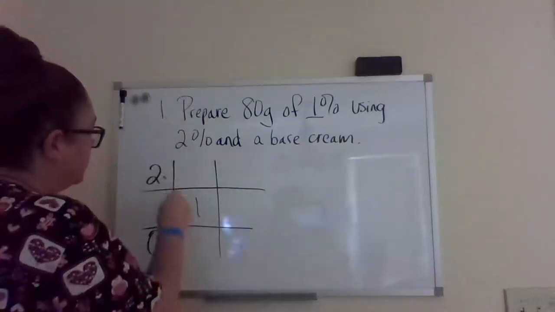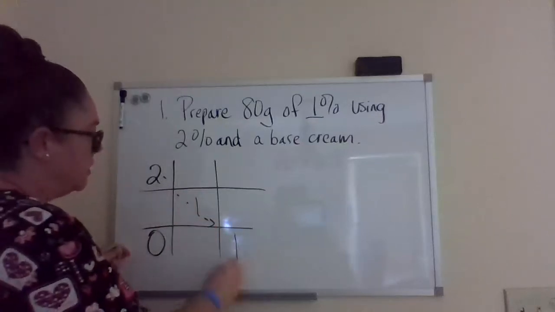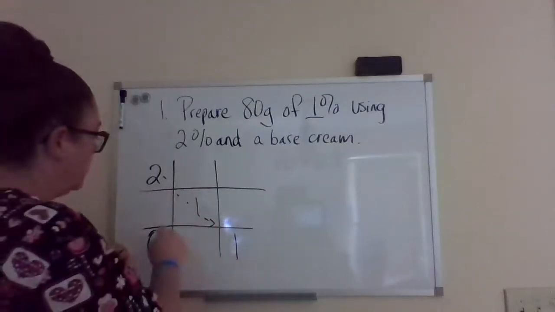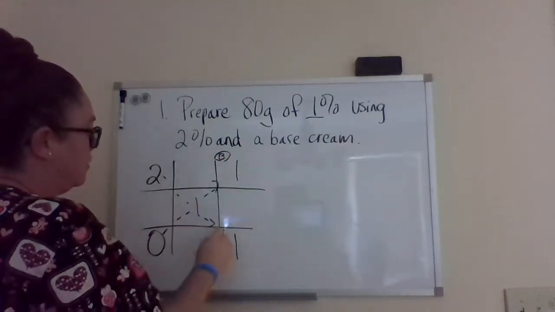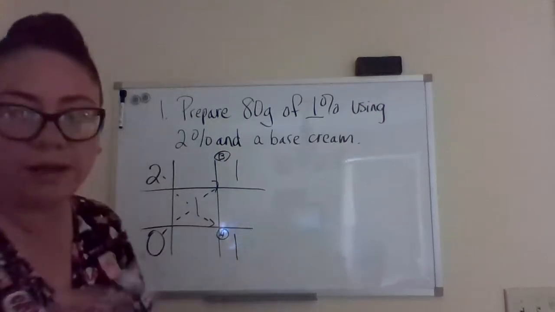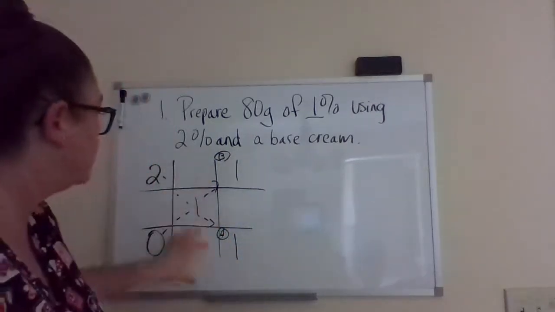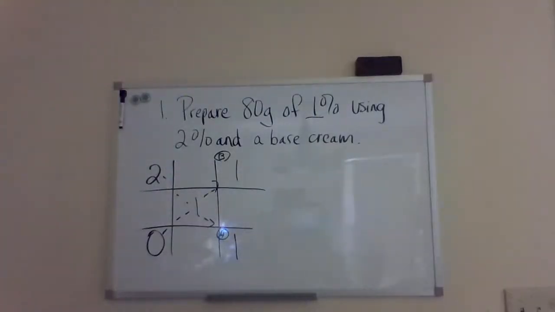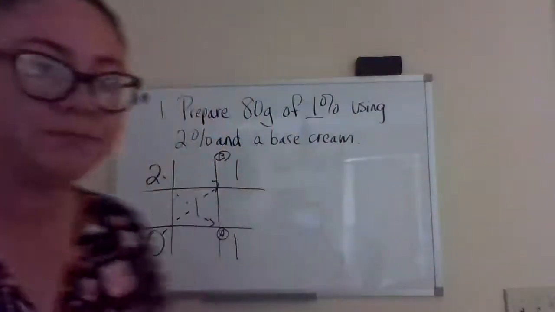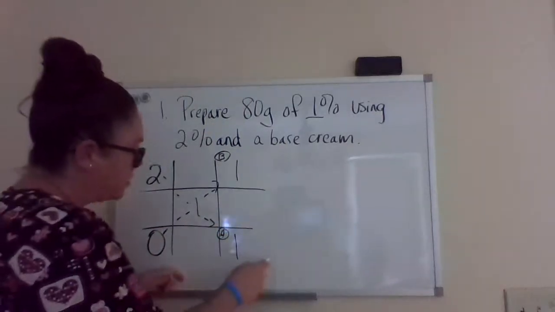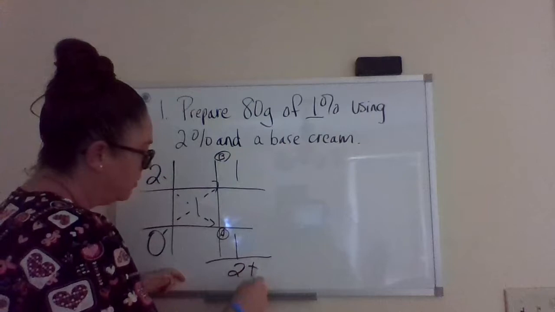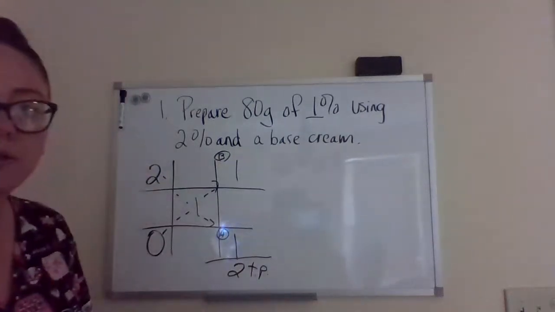Okay, so we're going to go ahead and do this problem here. So again, subtracting down, 2 minus 1 is 1. 0 minus 1, remember, there's no negatives, okay? So now we have A and B, okay? So we add those together and we get 2 total parts, okay?